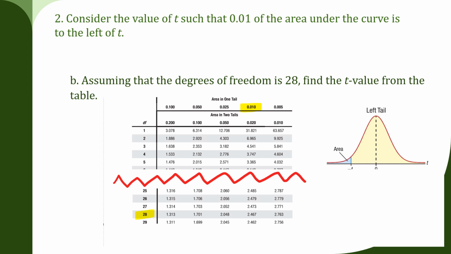And then we're going to find the intersection of that column and that row. We had already decided that this was going to be a negative critical T value. There we go, there's our intersection. So this is going to be a critical T value of negative 2.467. Now we're going to be using this number for something later on, but for right now, we're just practicing using the table to find the number.